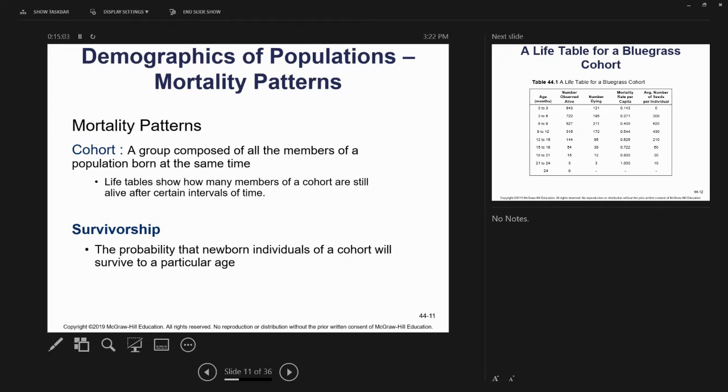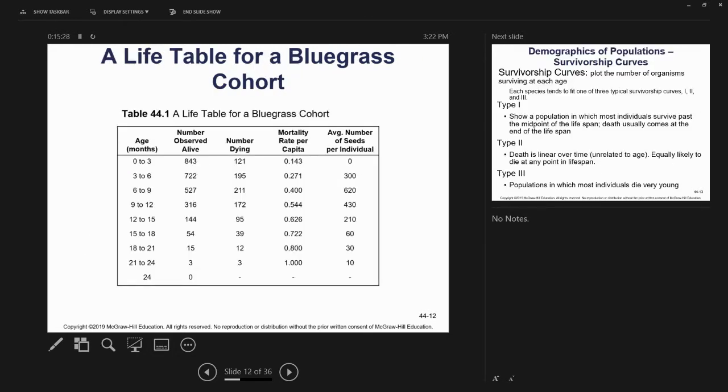So we can map our mortality from our mortality tables into survivorships, or survivorship curves. Survivorship is the probability that any newborn in an individual cohort is going to survive to a particular age. So what are the odds? This is what actuary tables tell us in the insurance industry. So here's a life table for a Bluegrass cohort.